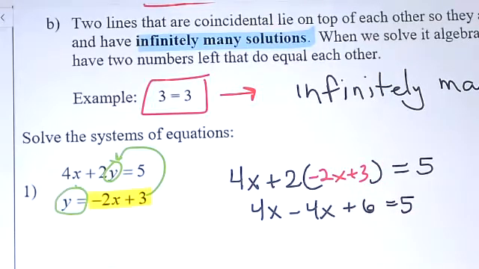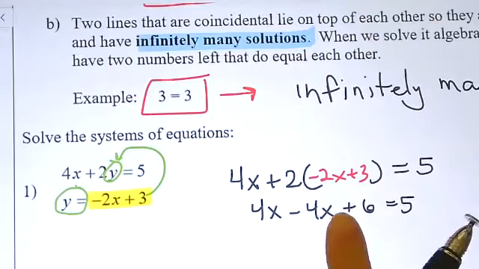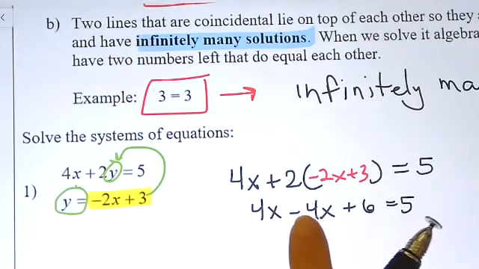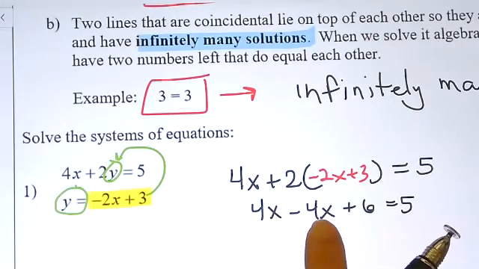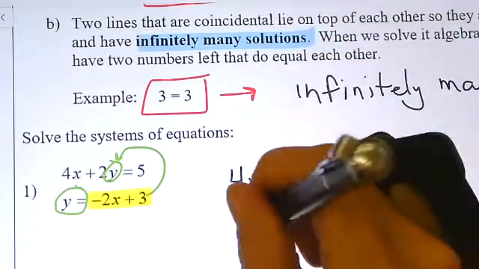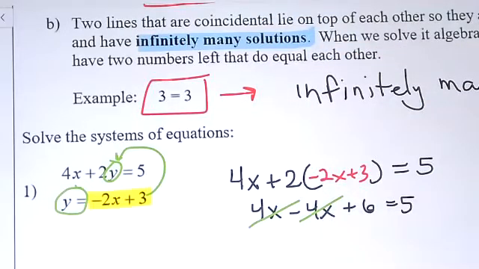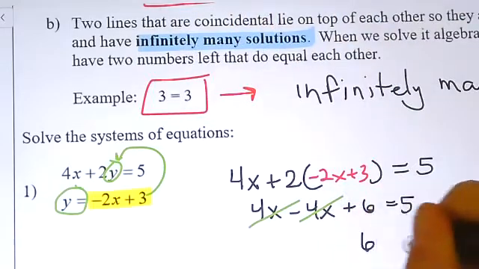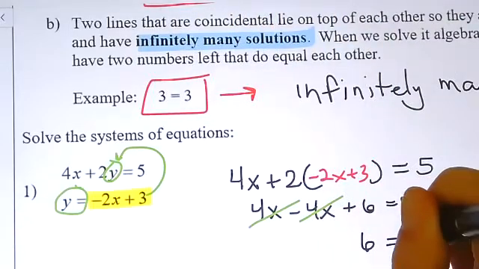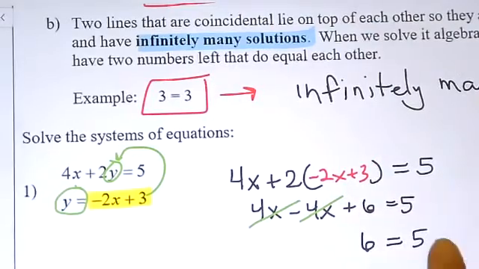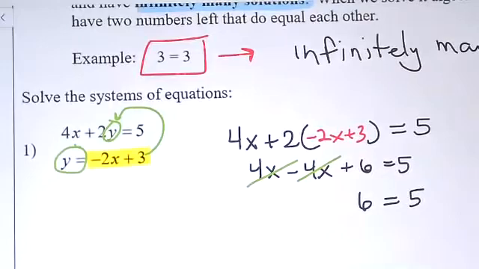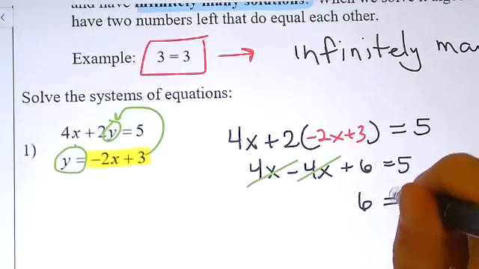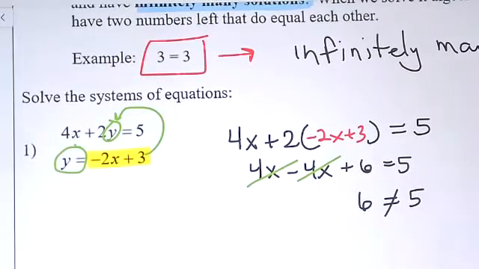We are attempting to solve for x here. However, look at what happens. 4x minus 4x, my x's have essentially eliminated. I get 0 when I combine the x's. On the left side of the equation, I have a 6. On the right side of the equation, I have a 5. Are those two numbers equal? So 6 equal to 5? Nope, they are not equal.